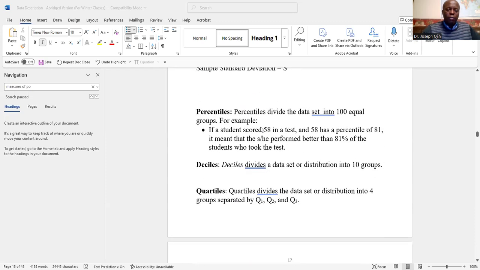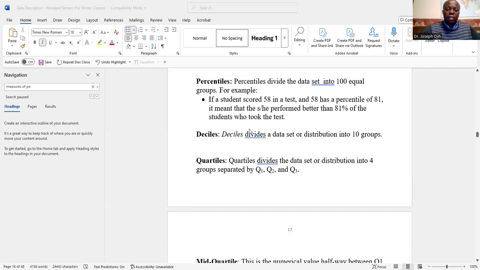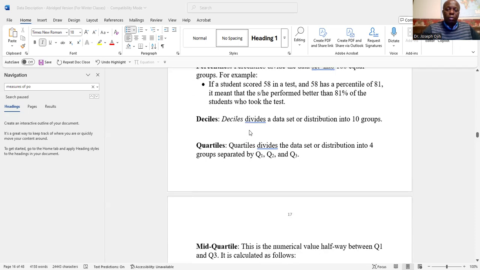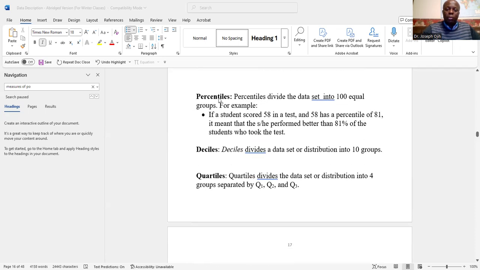For the percentile, we divide the data set into 100 equal groups. Now, this side divides it into 10 groups. That's why we focus on percentile, because one decile is the same as 10 percentile, two decile is the same as 20 percentile. So we're not going to worry about this side. We just focus on percentile. In any case, percentile is the one that is used most of the time.